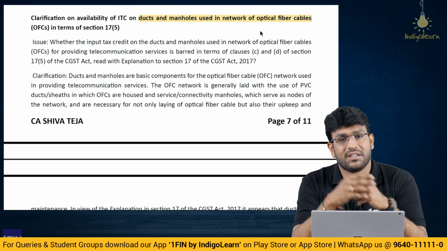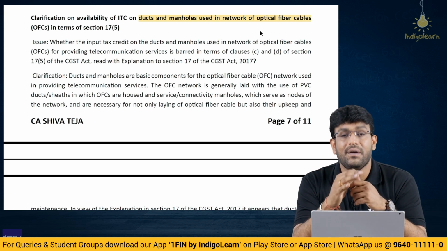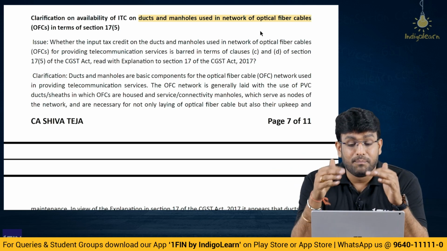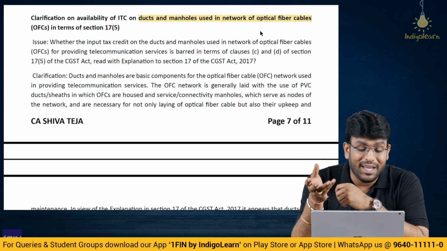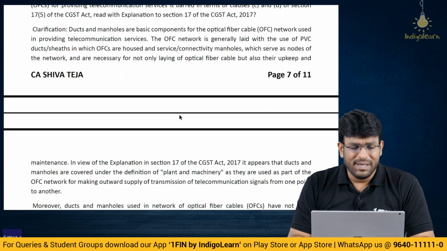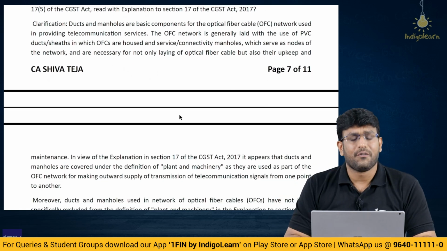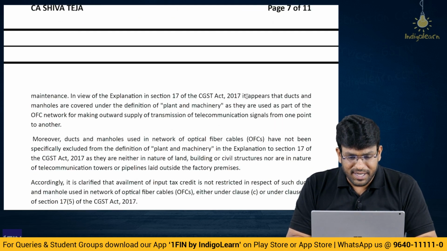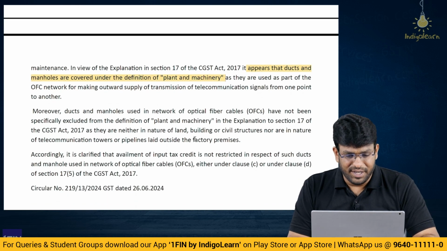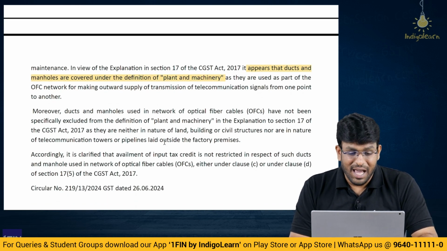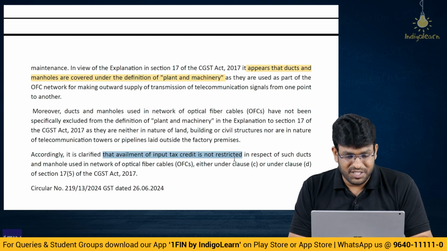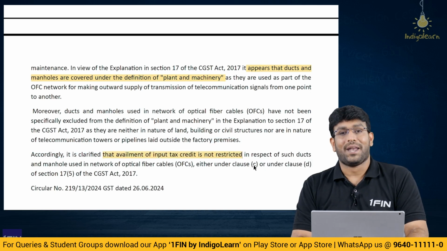They have given a clarification that these ducts and manholes are a part of plant and machinery. When it is a part of plant and machinery, ITC will be allowed, because these ducts and manholes are mandatory. Basically, they are used for the purpose of laying the fiber cables and they will be covered in the definition of plant and machinery. And once they are covered in the definition of plant and machinery, my dear friends, ITC will be allowed. So it is clarified that availment of ITC is not restricted in respect of ducts and manholes.